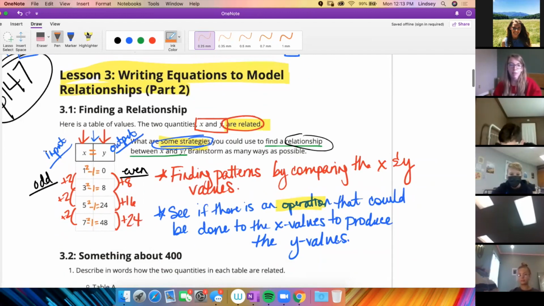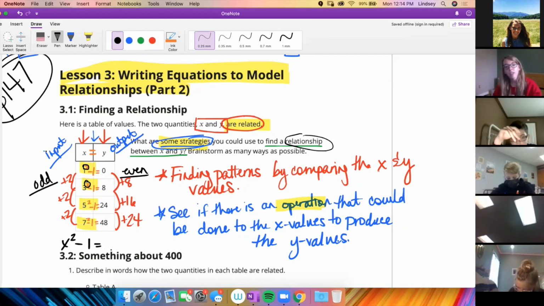Because that same pattern worked throughout our entire table, then it forms a relationship which we can then use to write an equation. So writing our equation, what did we do to our x value every single time? We squared it. Okay. And then what did we do to the x value? We subtracted 1. And that always equaled our what value? Our y value.